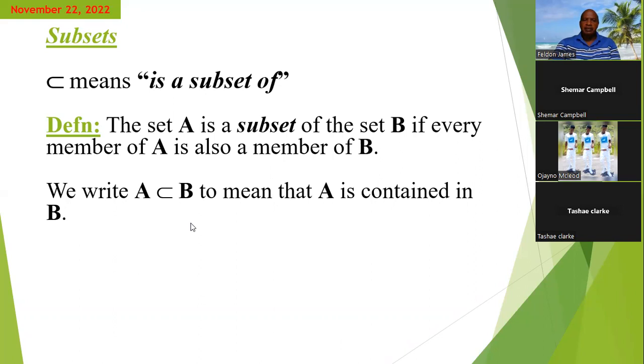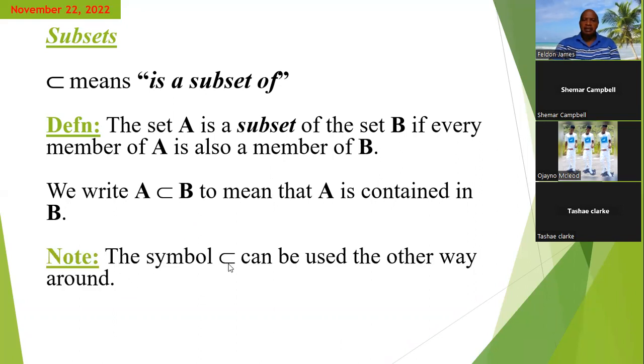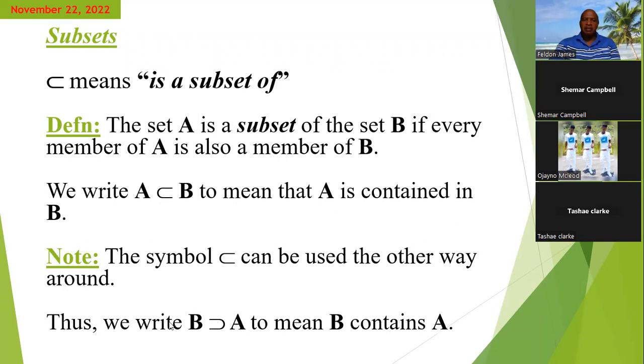All right. We may also write it using the symbol the other way around. Now, if we use the symbol the other way around, it's read in a different way. Here we are saying B contains A. So when you write it this way, you are saying that B contains A, or A is in B.